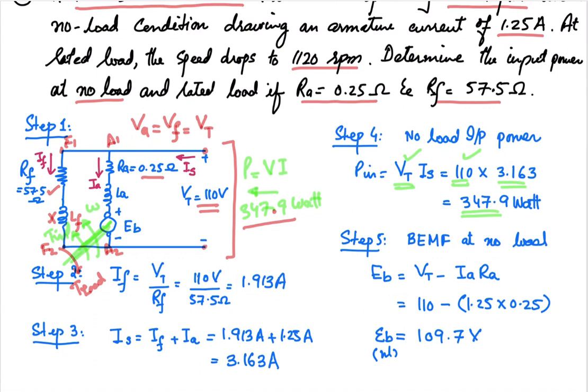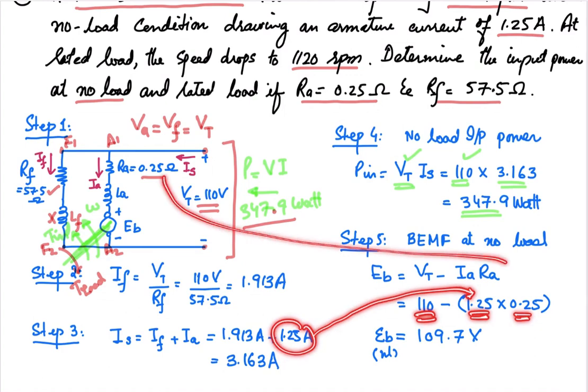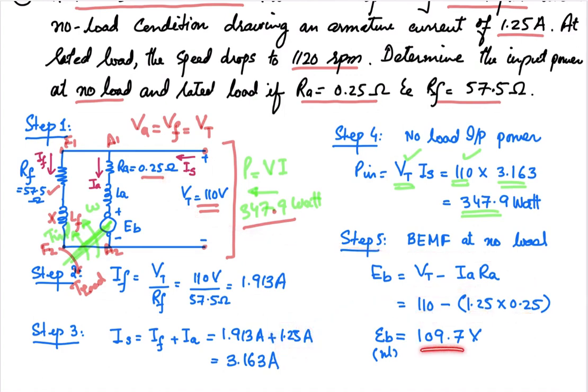So at the moment I am going to assume that a constant current is flowing, and this part is not participating in any voltage drop. Okay, so now if we plug in the values, you can see 110 volt, armature current is 1.25 ampere, which is given to us, and the armature resistance is 0.25 ohm. So the back EMF at this point is 109.7 volt under the no load conditions.